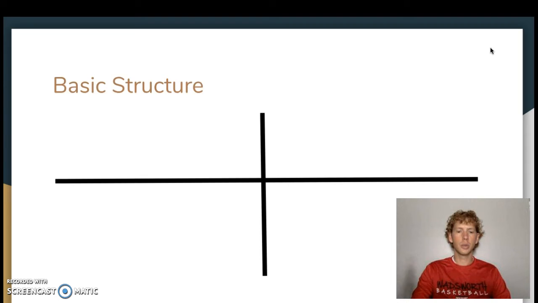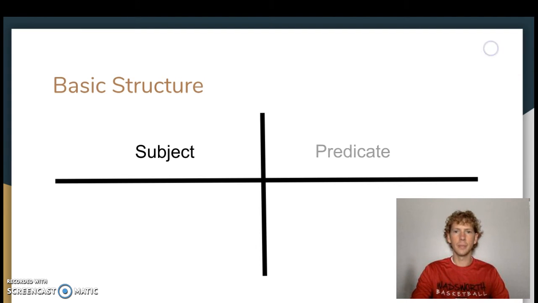So with the basic structure, you want to make sure that on the left-hand side, you see the line going vertically down the middle of the diagram. You want to make sure that you put in the subject. Everything that's in the subject in the sentence should show up on the left-hand side of the diagram. And everything that's on the right-hand side of that line between subject and predicate should show up in the right-hand side of the diagram. As you can see here, subject on the left, predicate on the right.